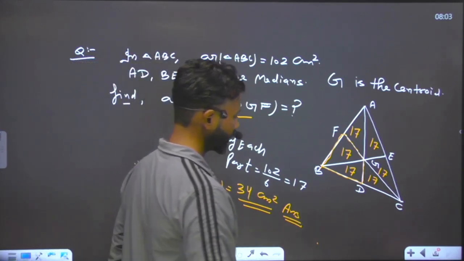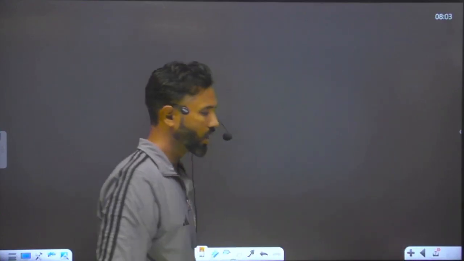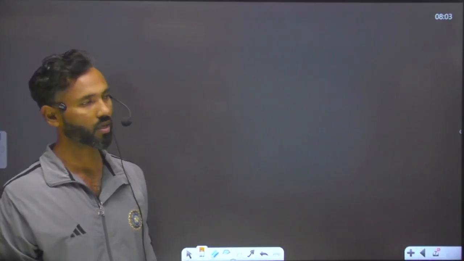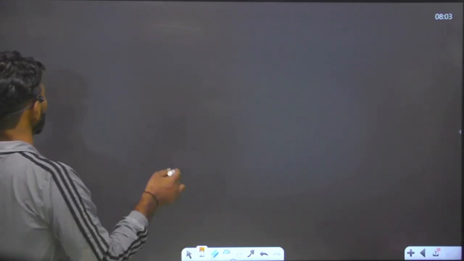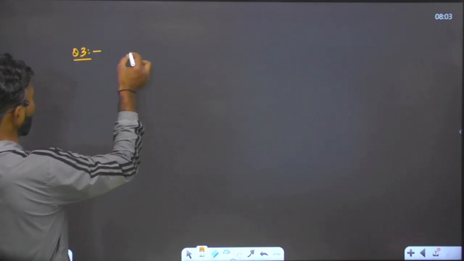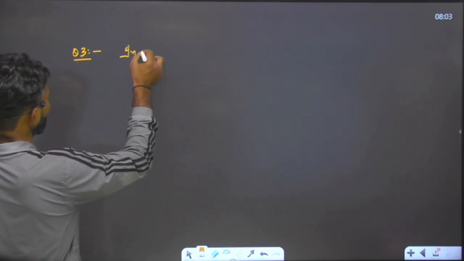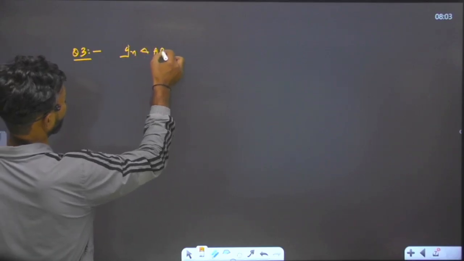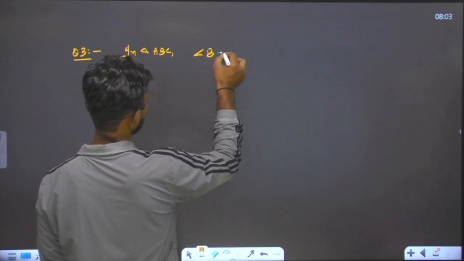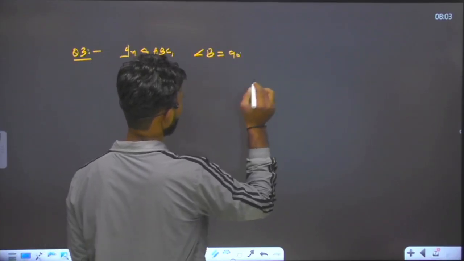Now we are moving on to the next question. The next question is also quite important and has been asked in previous year SSC examinations. The question says that in triangle ABC, angle B is equal to 90 degrees.